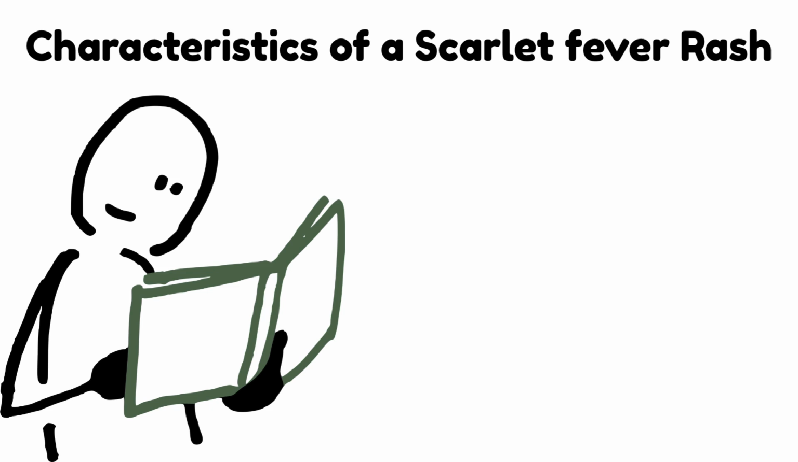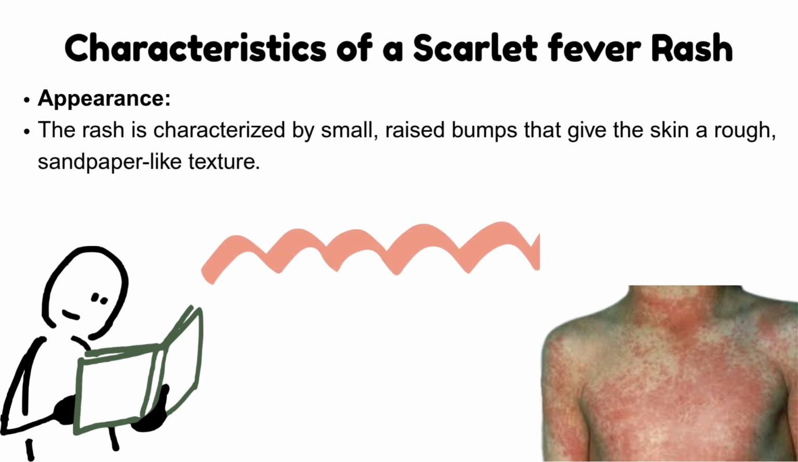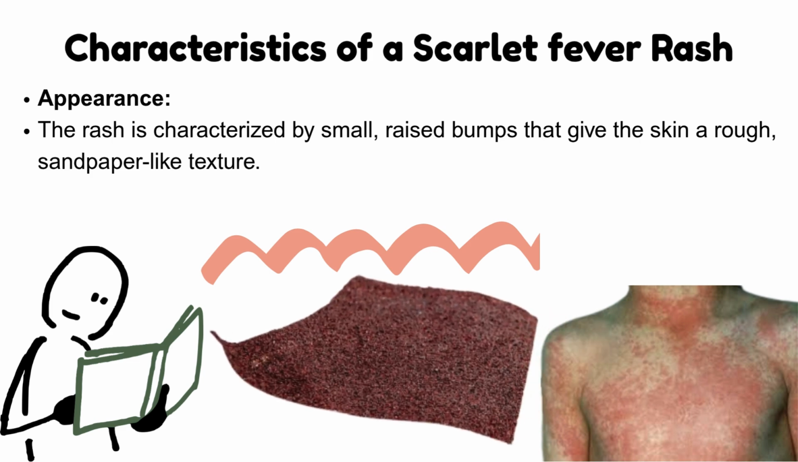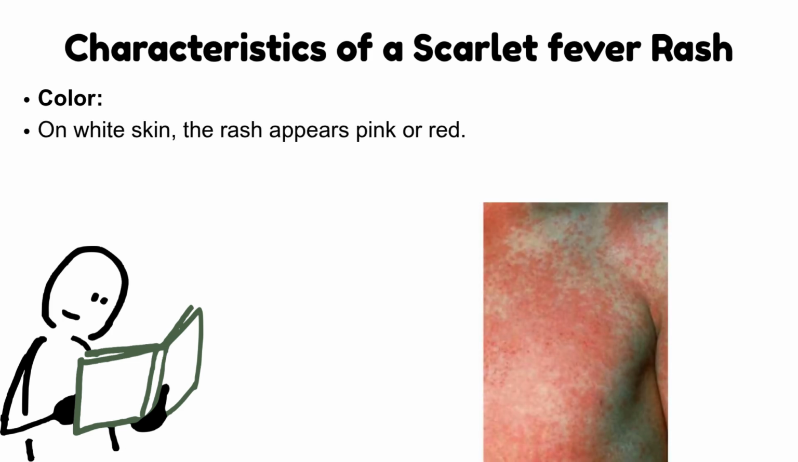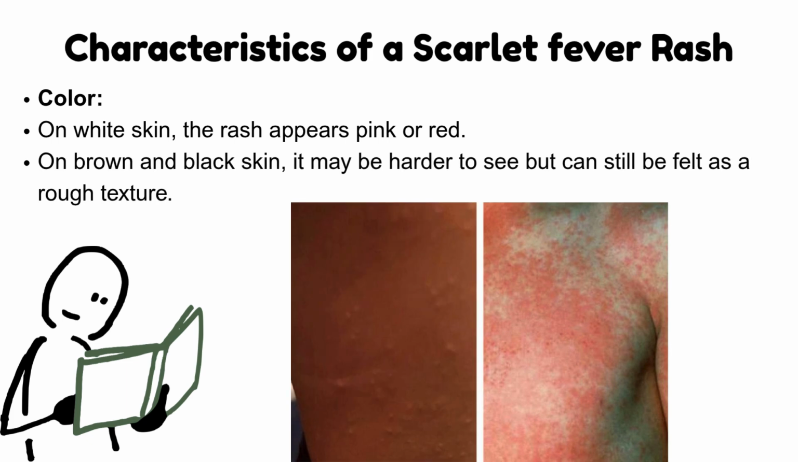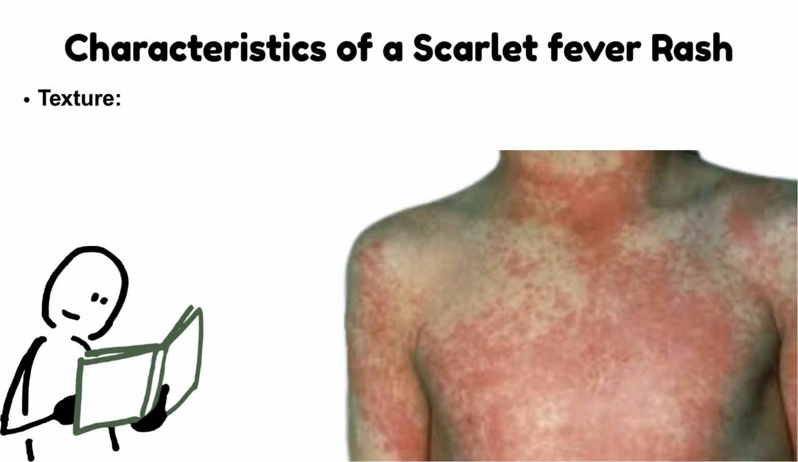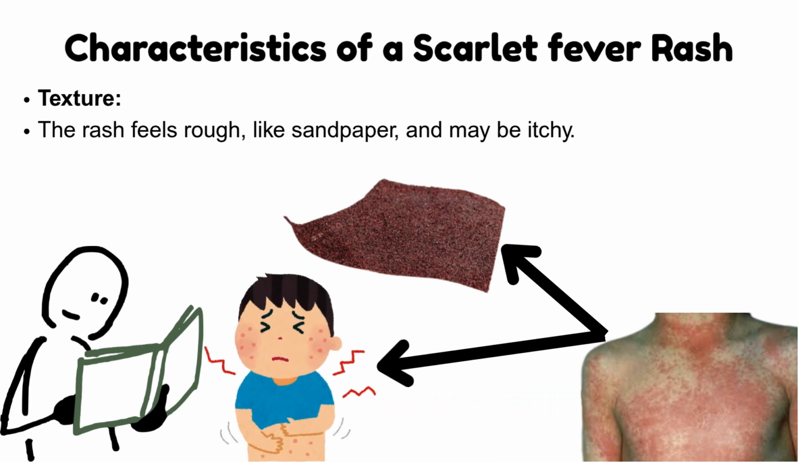Characteristics of a scarlet fever rash. Appearance of rash. The rash is characterized by small, raised bumps that give the skin a rough, sandpaper-like texture. Color of rash. On white skin, the rash appears pink or red. On brown and black skin, it may be harder to see but can still be felt as a rough texture. Texture of rash. The rash feels rough, like sandpaper, and may be itchy.